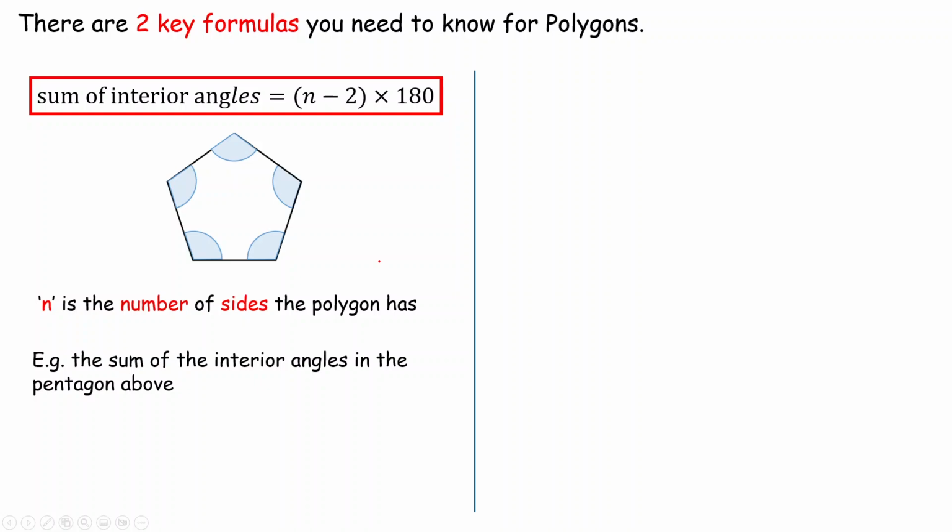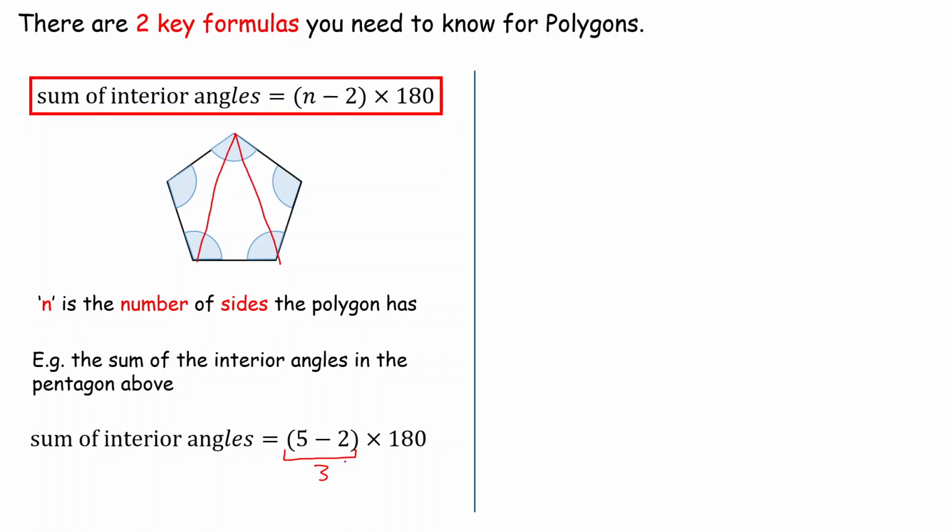E.g., the sum of the interior angles in the pentagon above would be, well, n would be 5 because you've got 5 sides, take away 2. And remember this part here, 5 take away 2, which is 3, tells you that if you choose a point on your polygon, you can make 3 triangles from that pentagon, with each triangle having 180 degrees worth of angles. So you've got 3 of them times 180, which would give you 540. We went through that previously, but that is the formula. So it's saying that the total of these angles here would add up to 540 degrees. That's the first key formula.